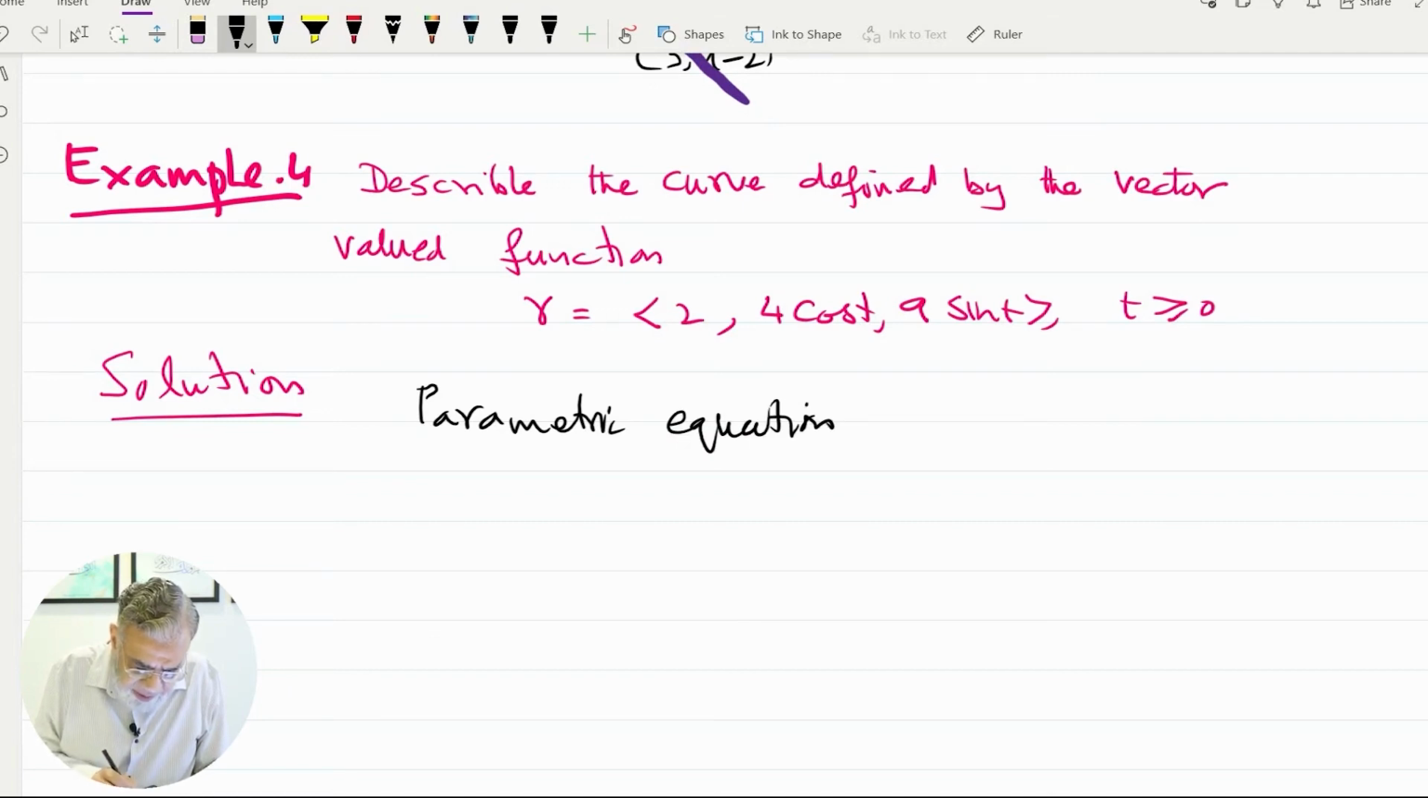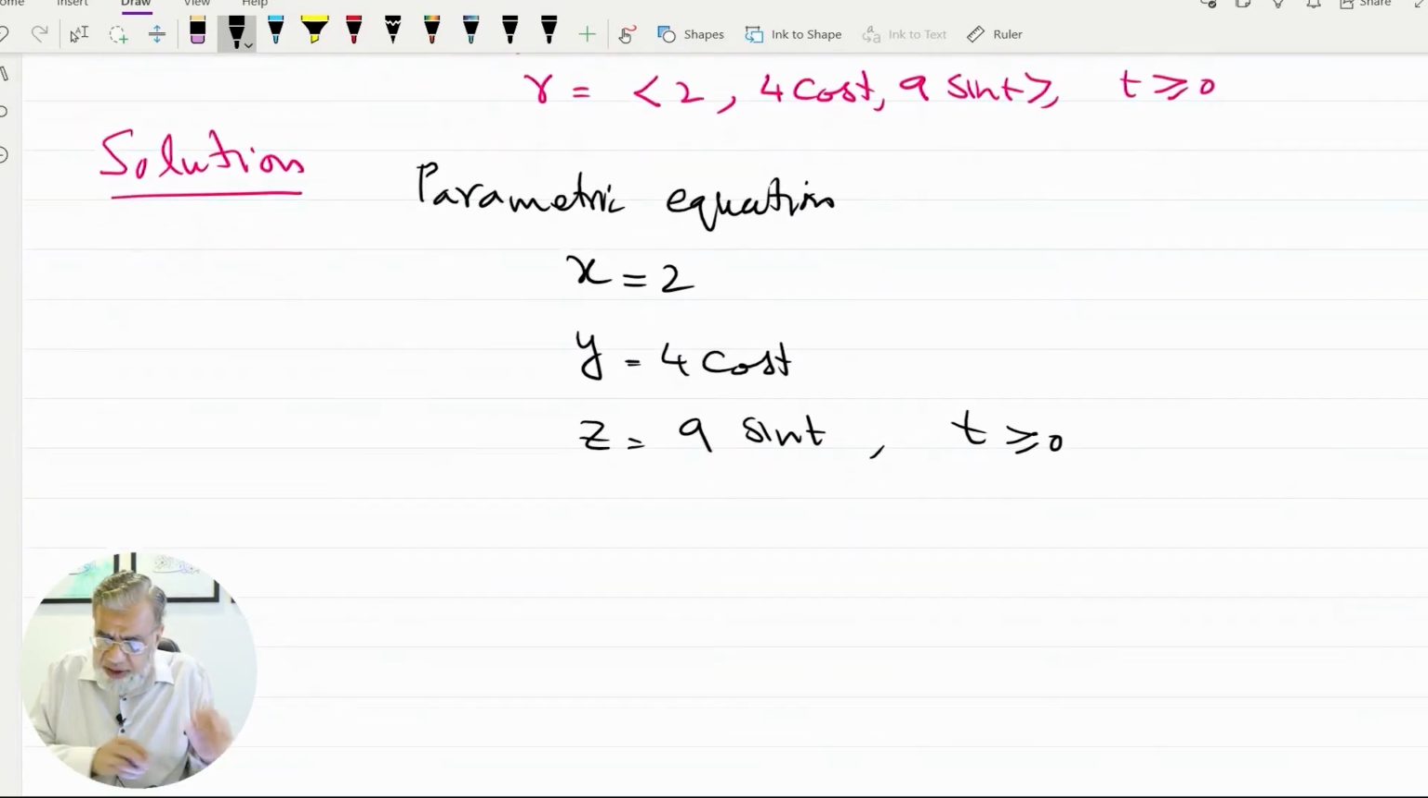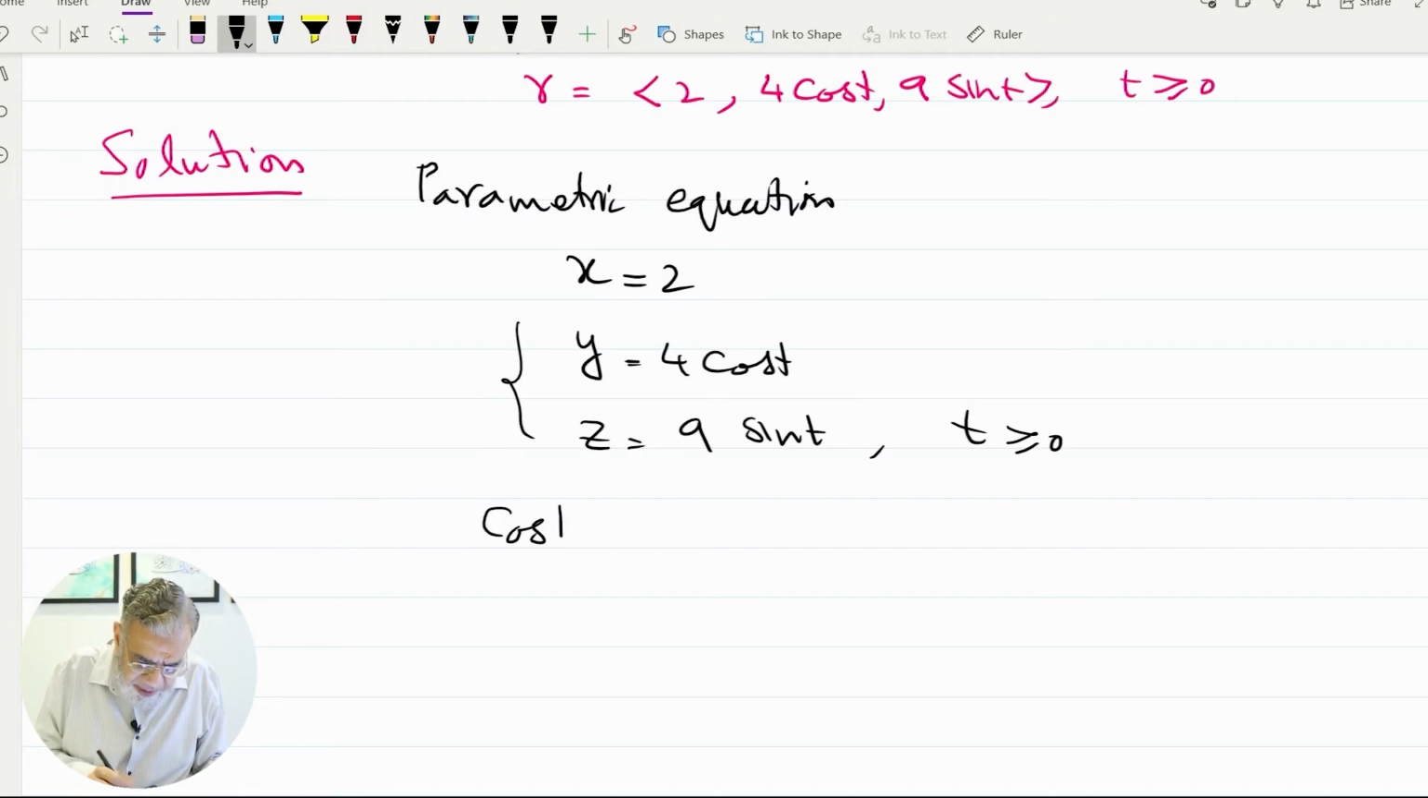So my x is equal to 2, my y is equal to 4 cosine t, my z is equal to 9 sine t, and the domain is only positive real numbers and 0. We can solve for y and z. I can see that cosine of t is equal to y upon 4, and sine of t is equal to z upon 9.